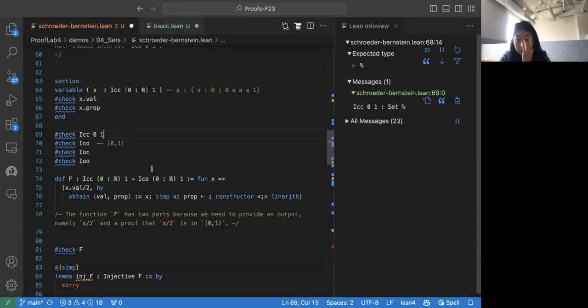So the closed interval. Oh, sorry, go ahead. No, go ahead. I was going to say the closed interval that includes 0 and includes 1.